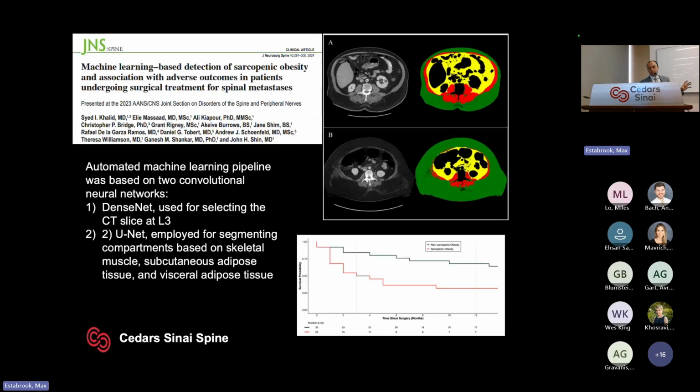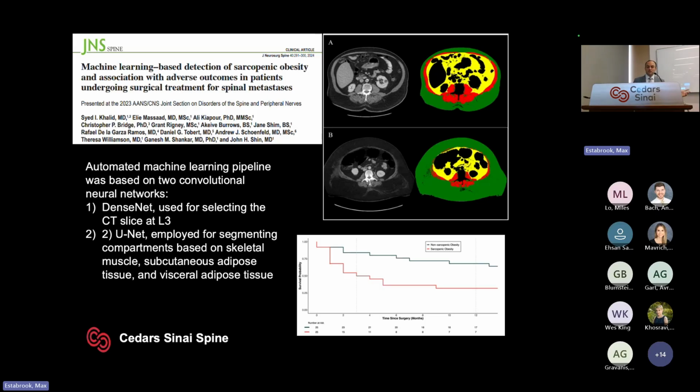This is an example of a paper I think that is pushing us in the right direction. This is from MGH, John Shin's group, looking at it for metastatic spine tumors. And they use machine learning to do two things. One, we found that the most accurate measure from imaging is at L3. So this will automatically segment the whole spine and give a cross-sectional image at L3. And then it automatically segments all the compartments so that it can measure them. So no one's sitting there circling regions of interest and trying to use these programs and do this by hand.